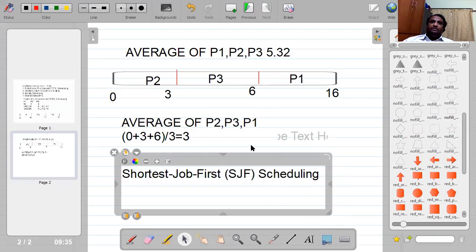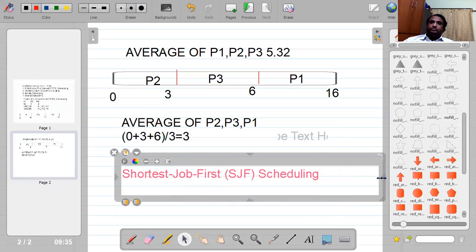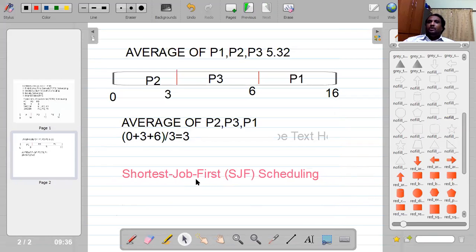The next thing that we are going to have is shortest job first scheduling. A similar kind of example. We'll try to take a similar example with the same three processes, P1, P2, and P3. Okay, we'll take four processes: P1, P2, P3, and P4. I'll just copy the things.